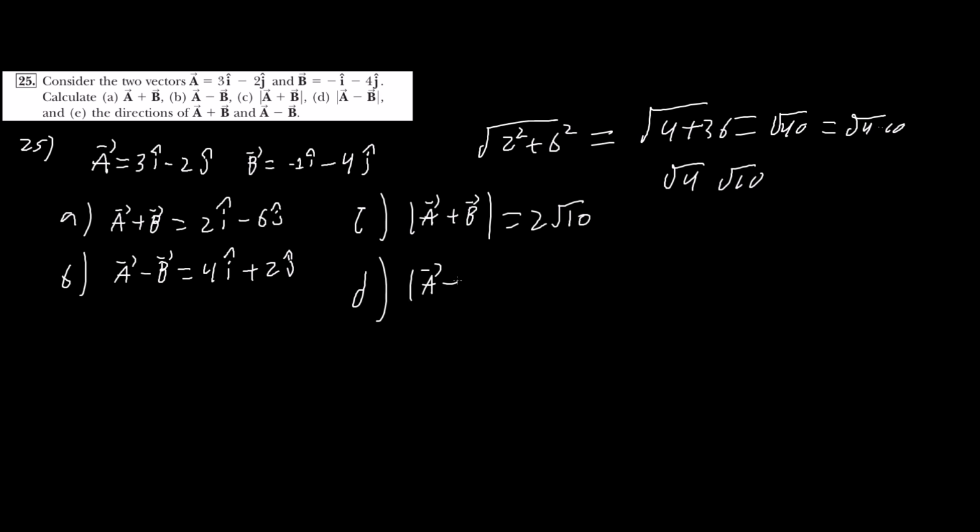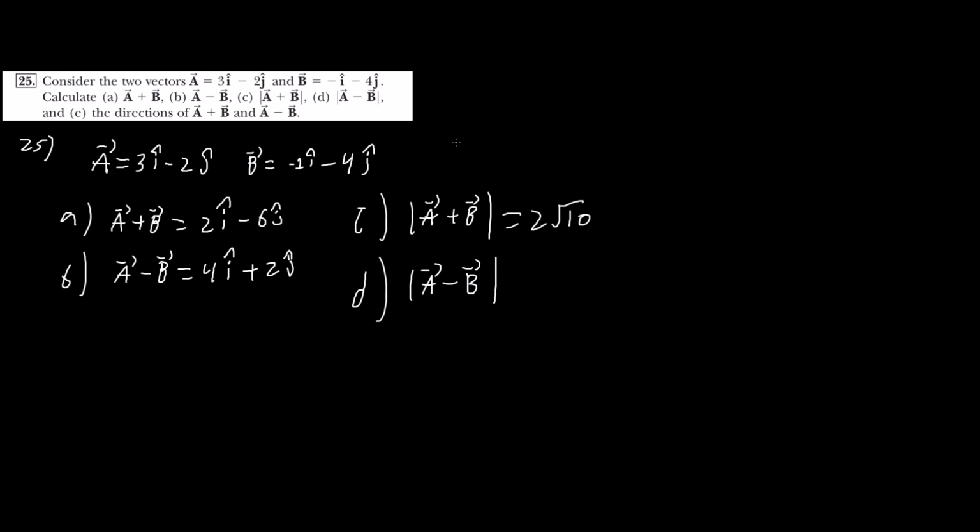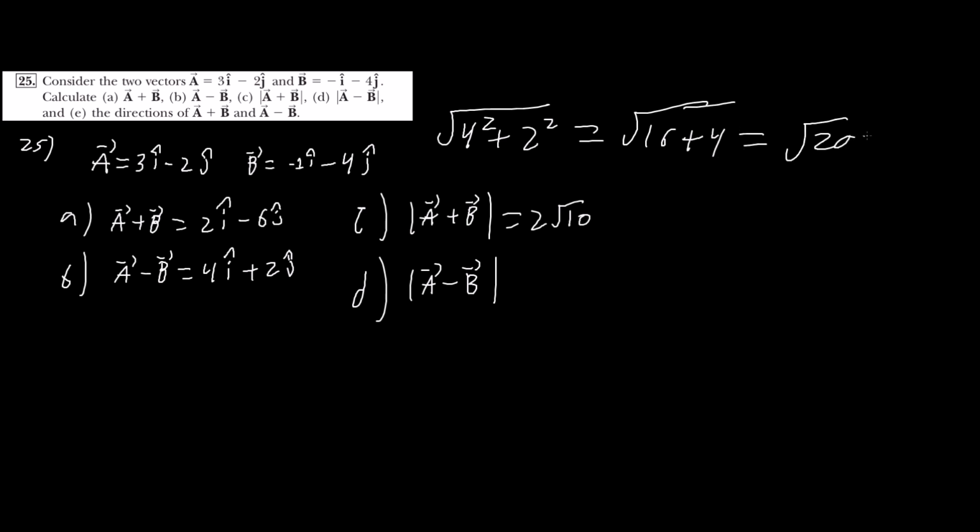And we're going to calculate the magnitude of A minus B. So the magnitude is going to be the square root of 4 squared plus 2 squared. In this case, 16 plus 4, or root 20, or root 4 times root 5, or in this case the value is going to be 2 root 5. That would be the answer on this one.